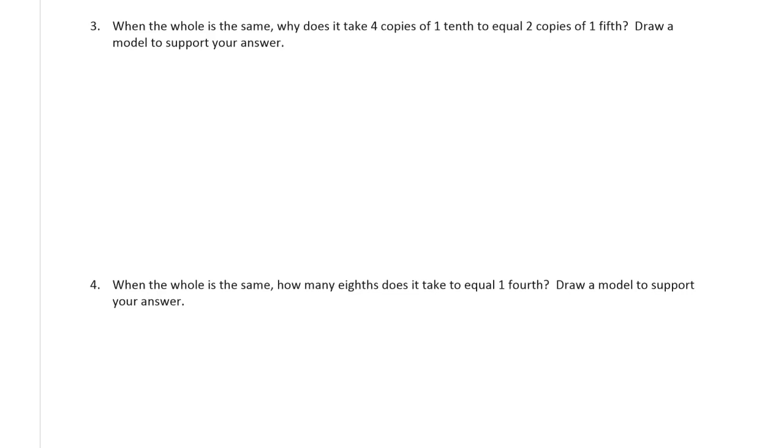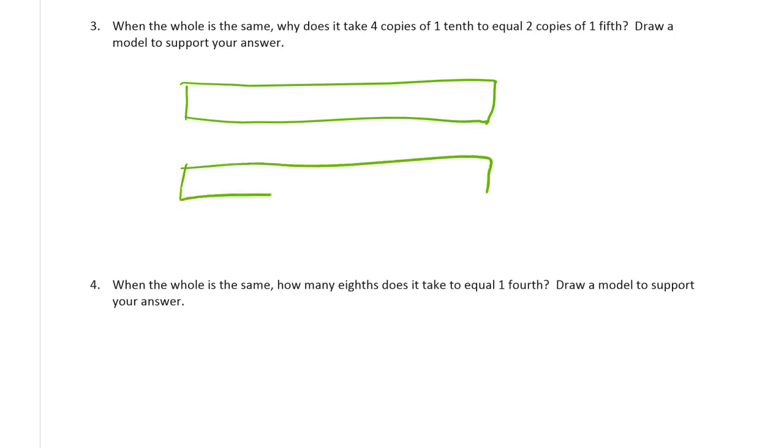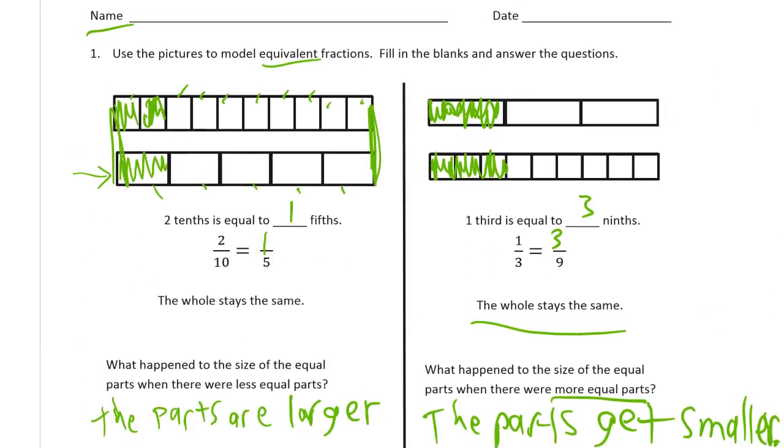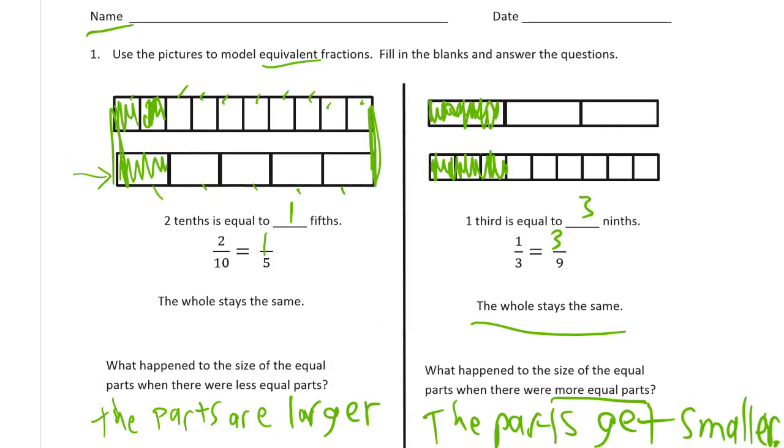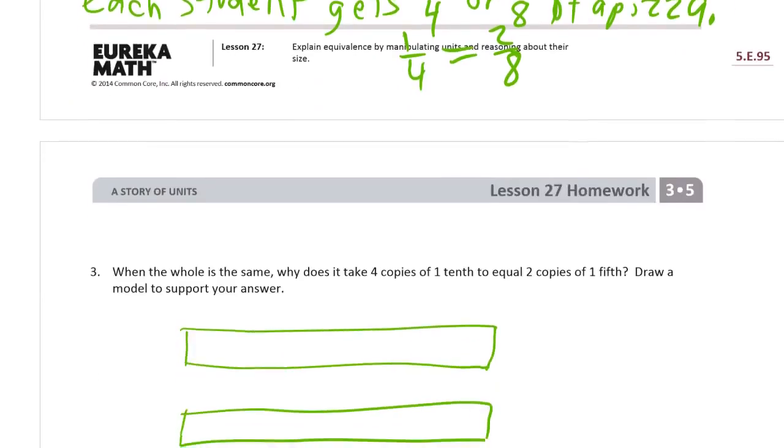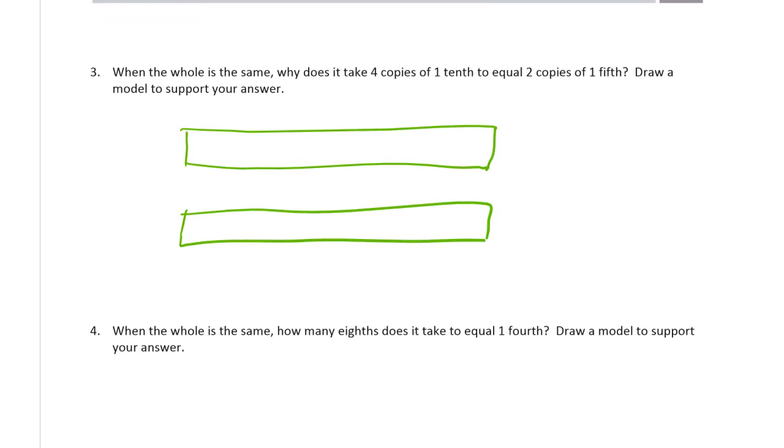When the whole is the same, why does it take 4 copies of 1/10 to equal 2 copies of 1/5? Draw a model to support your answer. All right, so I could do this with circles, but circles are a wicked pain to get right when you're drawing fifths. So I'm going to use rectangles. And we have an example of this above, because we were looking at this right here in problem number 1. That's 2/10 and 1/5 right there. So this is very similar to that, because we're looking at 4 copies of 1/10 and 2 copies of 1/5.